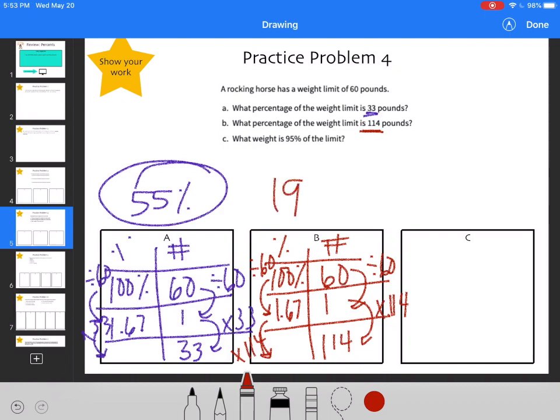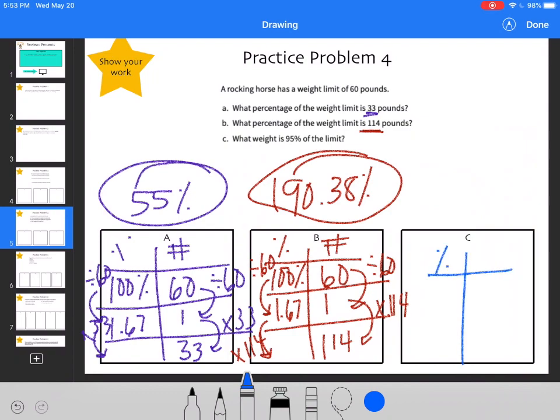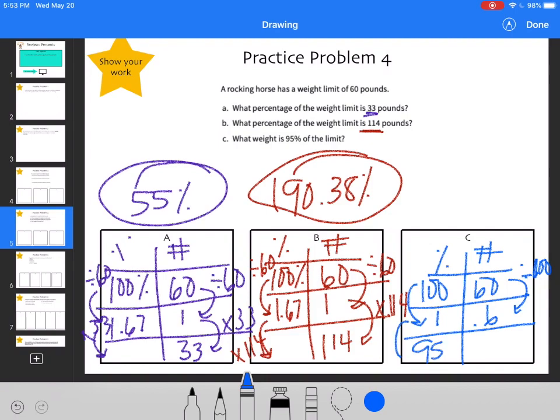I get 190.38%. Okay. The next one says, what is 95%? So again, I've got my percent and I've got my numbers. So I know 100% is 60 pounds. I want to figure out what 1% is because this time they're asking me for the percent. So I'm going to divide by 100. So I end up with 6/10. Then it says 95%. So I'm going to multiply by 95. So 6/10 times 95 gives me 57 pounds.